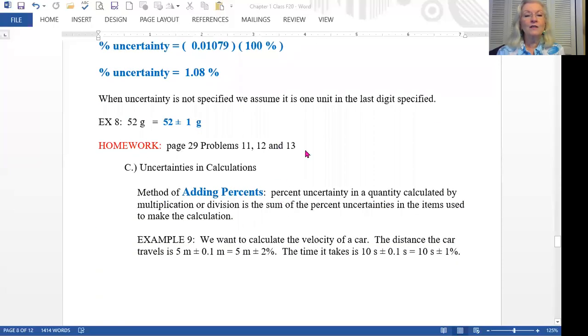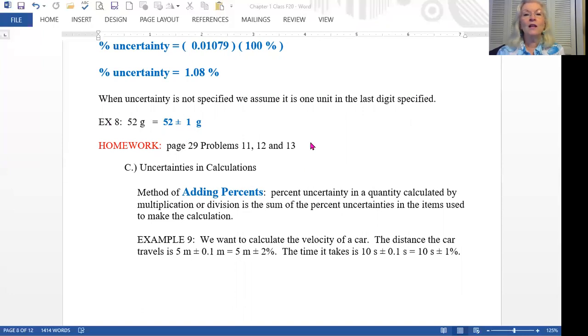If the uncertainty is not specified, we assume that we're accurate to plus or minus 1 in the last number you wrote. So we have 52 grams, it's 52 plus or minus 1 gram. And here are some practice problems again from the end of the chapter involving percent uncertainty.